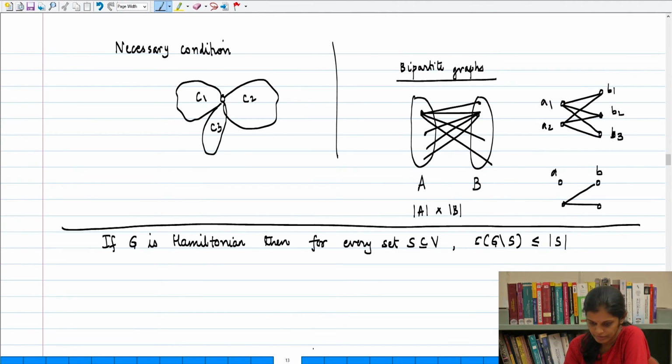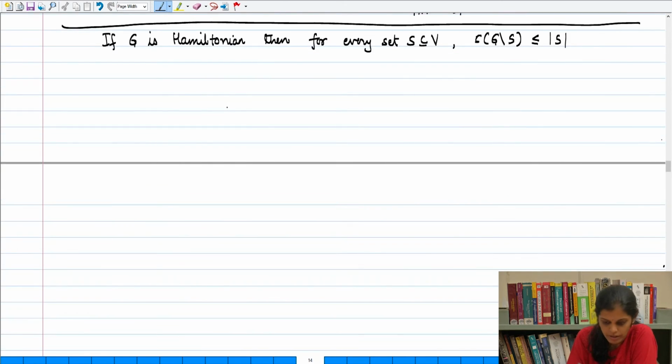Okay, so this is what we will prove, that is, if G is Hamiltonian, then for every set S belonging to the vertex set, the number of components of G minus S is less than or equal to the cardinality of S. Okay, so let's do the following. We are under the assumption that we have a Hamiltonian cycle in the graph. So that Hamiltonian cycle is sitting somewhere. We do not necessarily need to know it, but the existence is guaranteed because we are under the condition that G admits a Hamiltonian cycle.